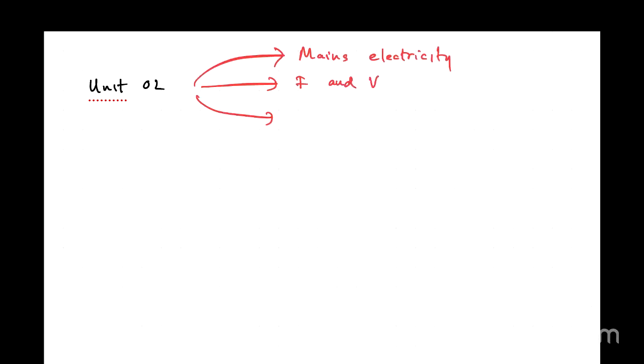The four main topics are the mains electricity, then we have current and voltage, I and V, then electrical resistance, and finally, the last chapter is electric charge. Though this is the order given in the textbook, I will be starting from electric charge, then the mains electricity, and finally current, voltage, and resistance.